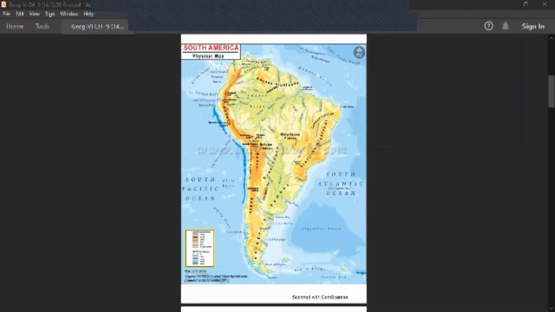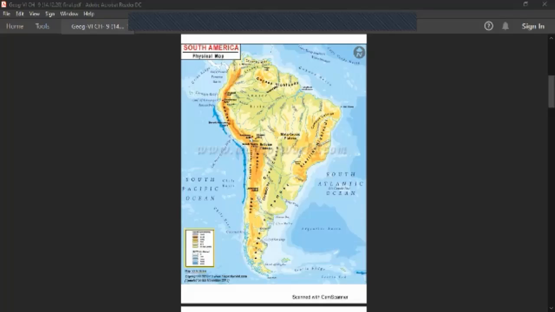Physical features of South America. Most of the mainland of South America lies on the South American tectonic plate. The physical features of the continent range from the world's longest continuous mountains to the largest rainforest, and from the highest waterfalls to the driest desert.